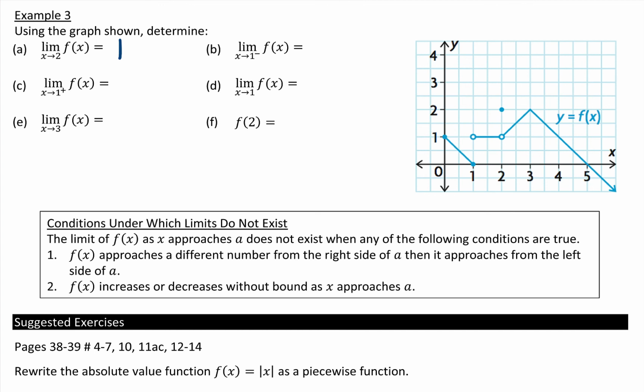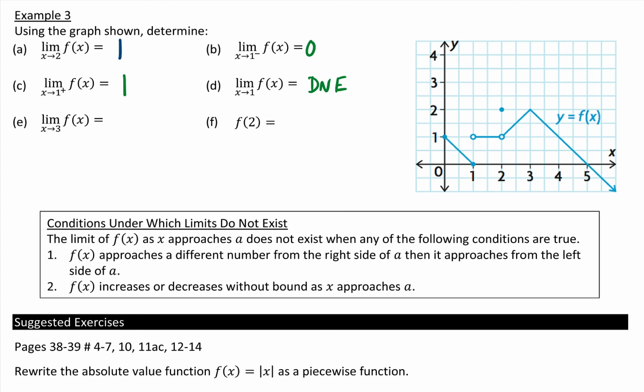The limit as x approaches 1. From the left, we see it's approaching 0. From the right, we see it's approaching 1. Which means that the limit as x approaches 1 does not exist because the left-hand and right-hand limits do not match up.